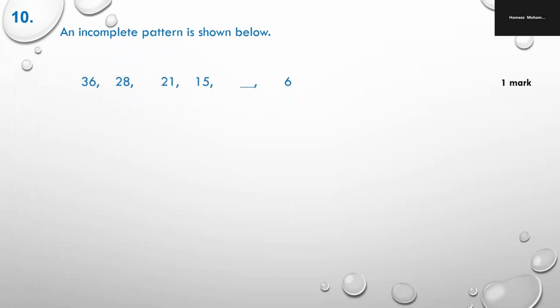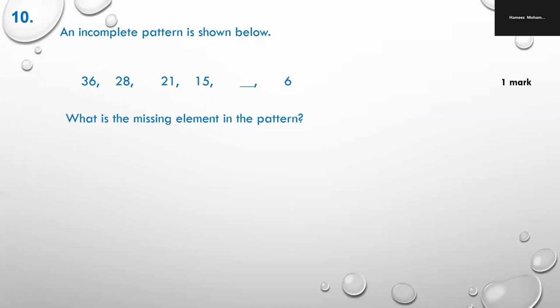Let's now move on to number 10, the last of the number questions. An incomplete pattern is shown below. Let's look at the numbers 36, 28, 21, 15, something else, and then 6. So what is happening to all the numbers? They are getting smaller and smaller. It is a decreasing pattern. What's the question asking us? What is the missing element in the pattern?